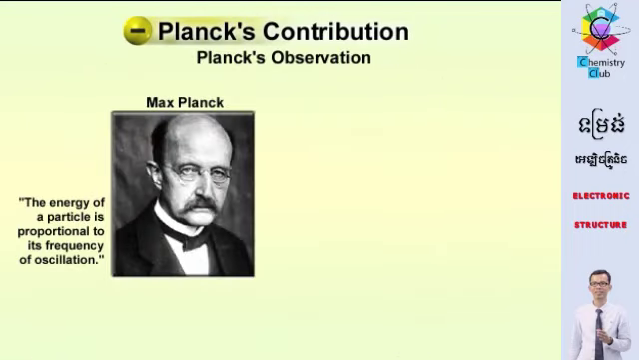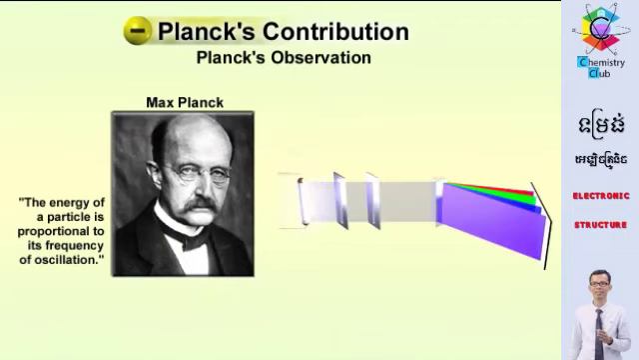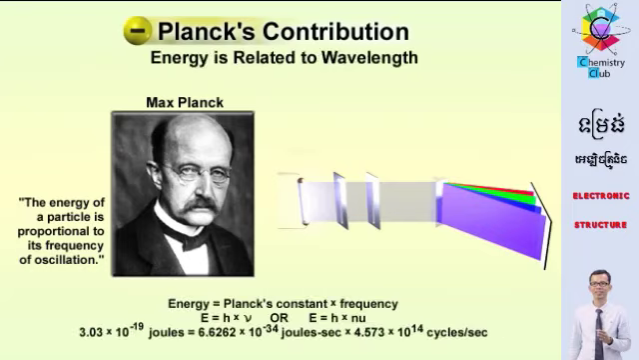This led Max Planck to state, in 1900, that the frequency of that light is a measure of the amount of energy that was emitted during the transition. The mathematical factor relating the transition energy and the frequency of the light is called Planck's constant and is abbreviated h.